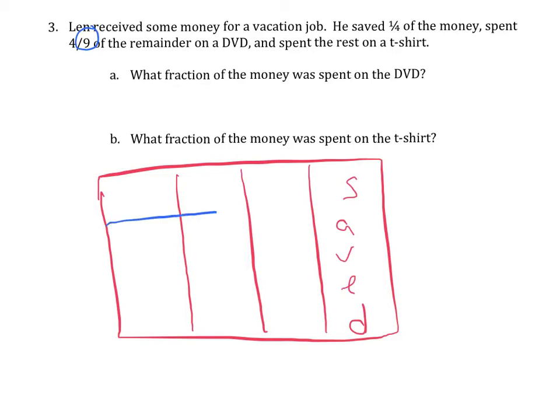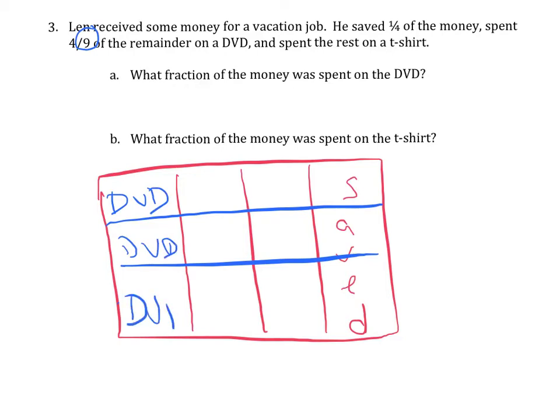So I'm going to go 1, 2, and now I have 9 little sections that aren't in the saved category and 3 sections in the saved category. So he spent 4/9 of it on a DVD. So I'm going to write DVD, DVD, DVD, DVD. And then he spent the rest on t-shirts. So I'm going to put T, T, T, T, T.